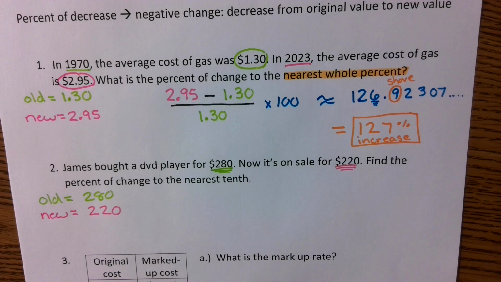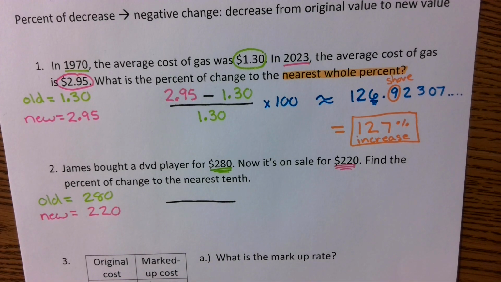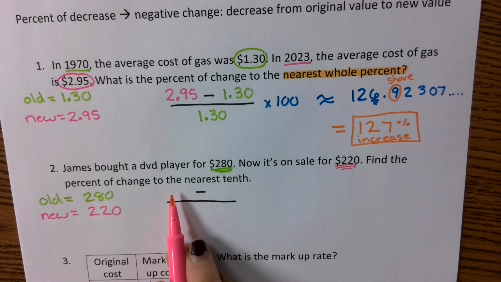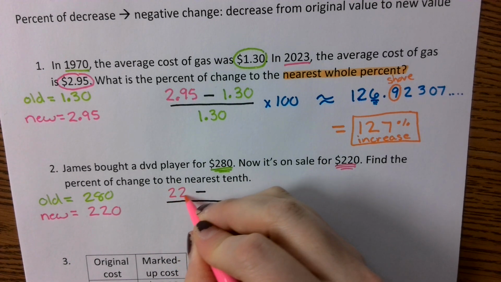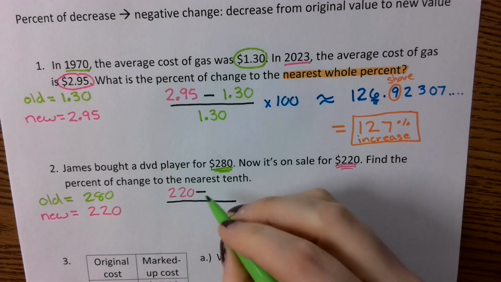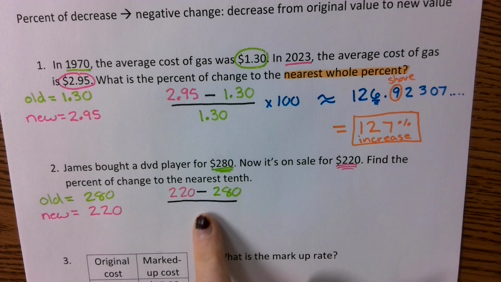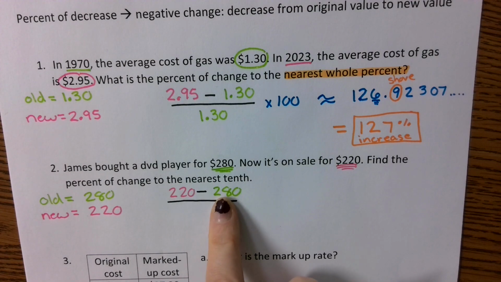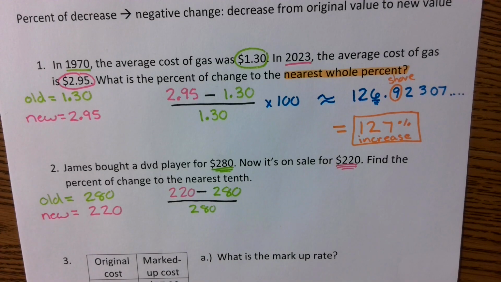Now we can plug it into our problem. Remember, we have a fraction. At the top of the fraction, we have a subtraction problem. What number are we going to put first for our subtraction problem? The new one, the 220. Then we're subtracting our old 280. Which one of the values is going to go on the bottom again? The 280, the old. Old is going to go on the bottom, 280. What am I still missing? Times it by 100. Good.